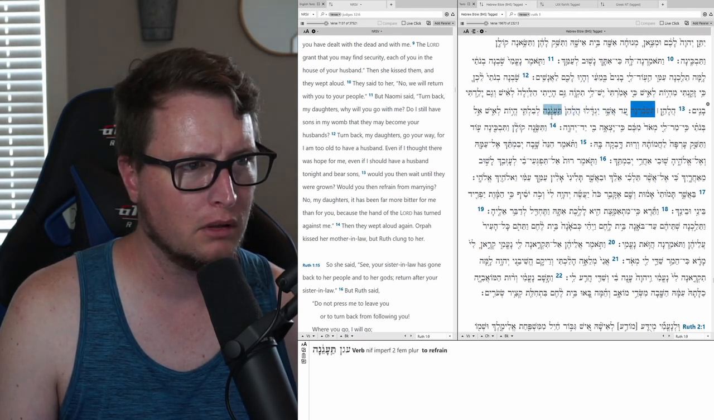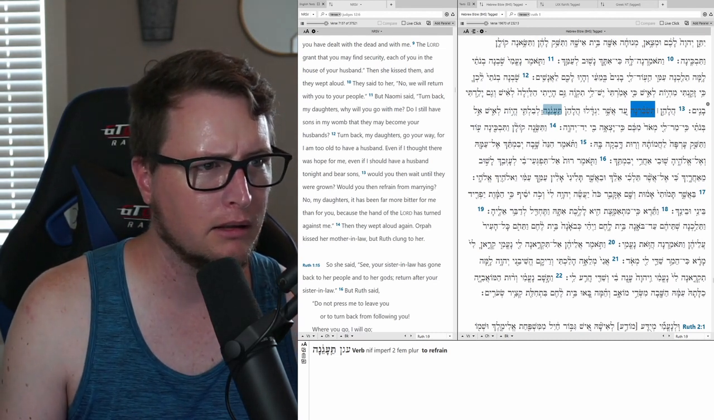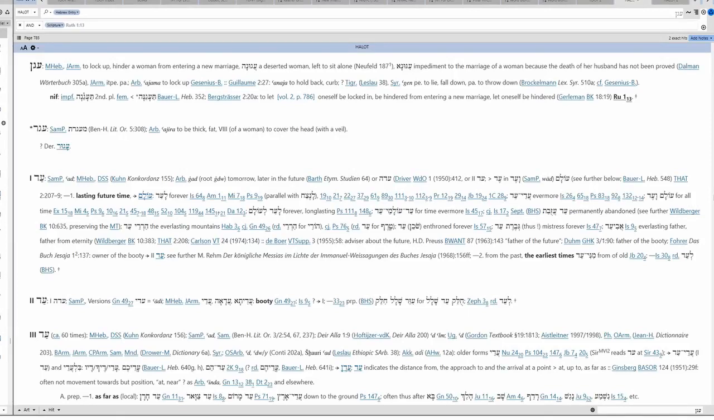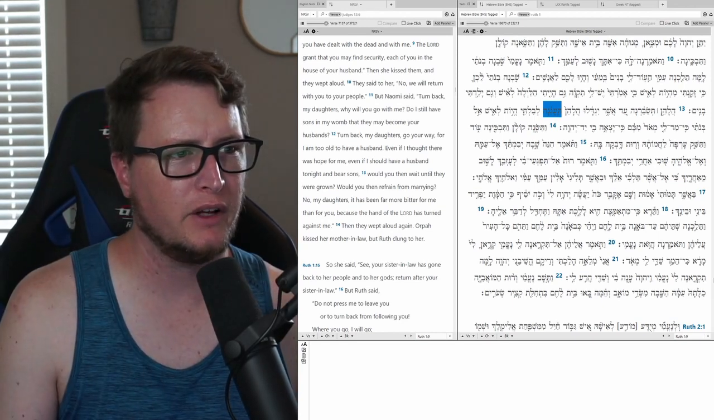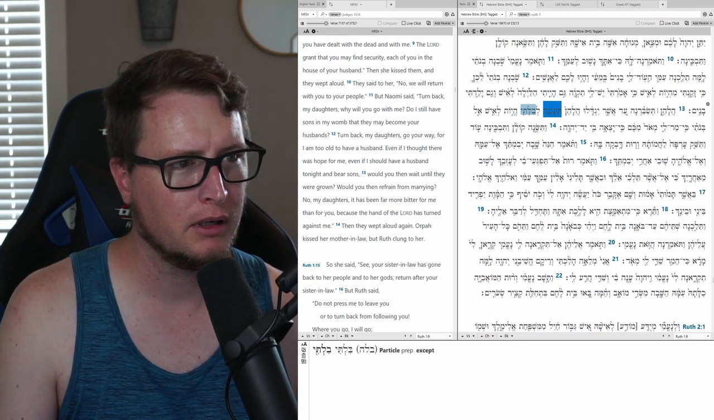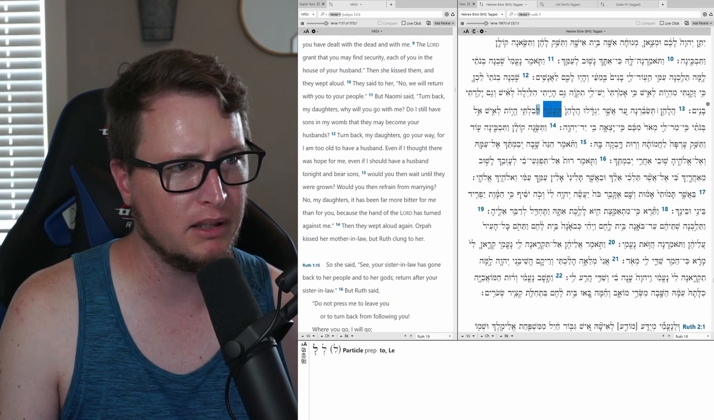Therefore, Te'agena. This is Nifel. It looks like it's a Hapax Legomena, only occurring once here in Ruth. So in Middle Hebrew and Jewish Aramaic, it means to lock up, hinder a woman from entering a new marriage. Okay. So, be hindered. So, therefore, will you lock yourself up for liberty?